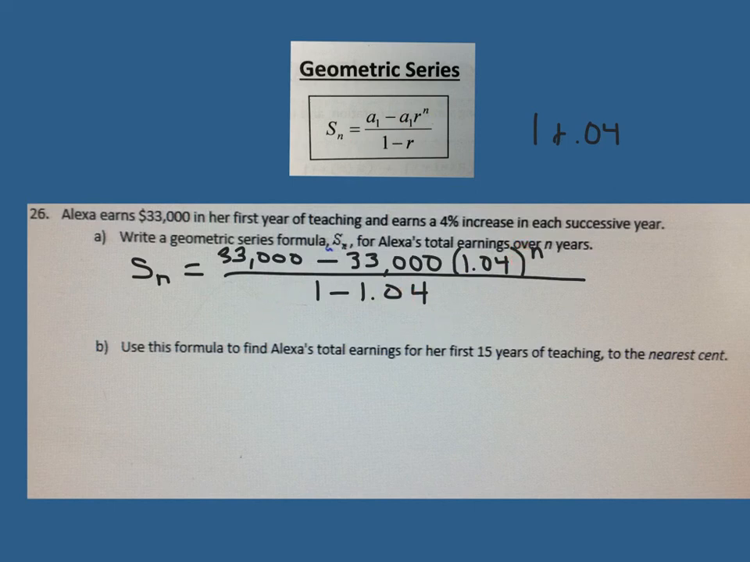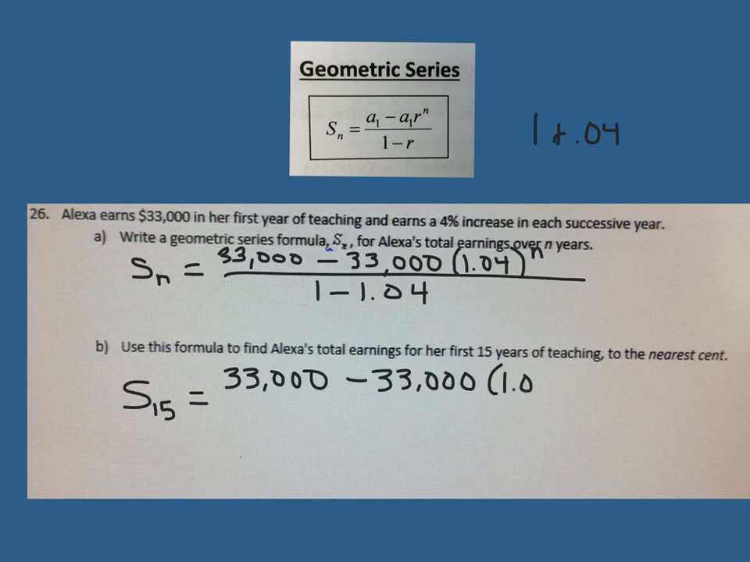And there we go. Now Part B wanted us to use this formula to determine her earnings for her first 15 years of teaching. So all we're going to do is replace the n with 15. Let me plug this in. There's not really much to do here other than plug it in your calculator and see what it's equal to. Again, all we did was replace this n with 15.